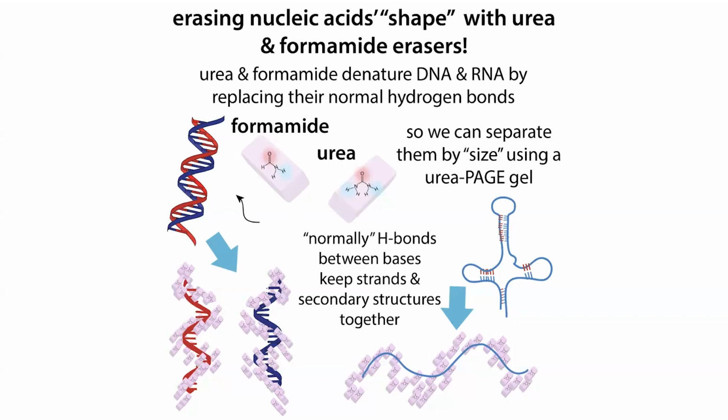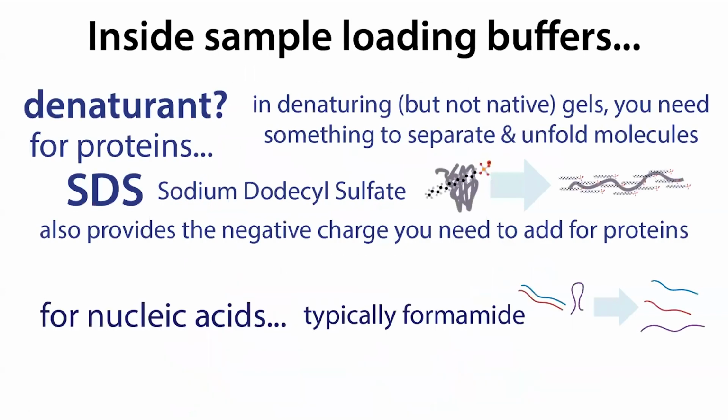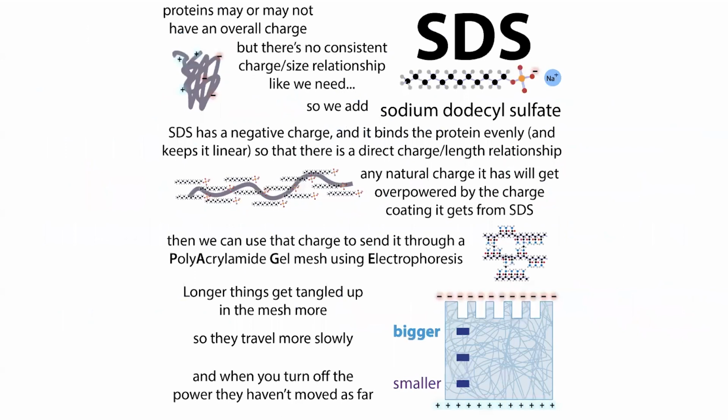But then if we don't have the urea, we can just run like a normal TBE PAGE. And so we'll talk more about TBE in a second, but that's just one of the buffer systems we can use. So that was the case in nucleic acids. In the case of proteins, we're typically using SDS. SDS stands for sodium dodecyl sulfate, and it's a detergent. So it's this artificial soap.